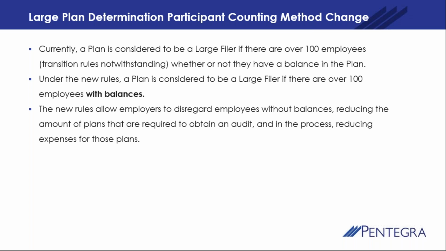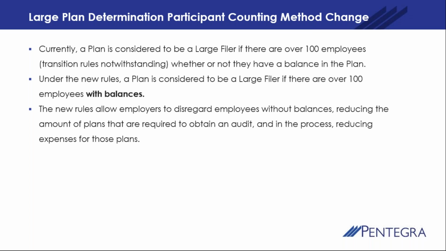So previously, a plan is considered to be a large filer if there are over 100 employees. There are some transition rules, of course, whether or not they have a balance in the plan. So that's the key. Under the new rules, a plan is considered to be a large filer if there are over 100 employees with balances. So what's happening here is that the new rules are allowing employers to disregard employees without balances, reducing the amount of plans that are required to obtain an audit, and in the process, reducing expenses for those plans.